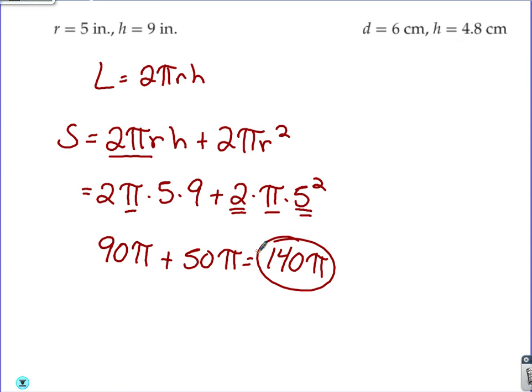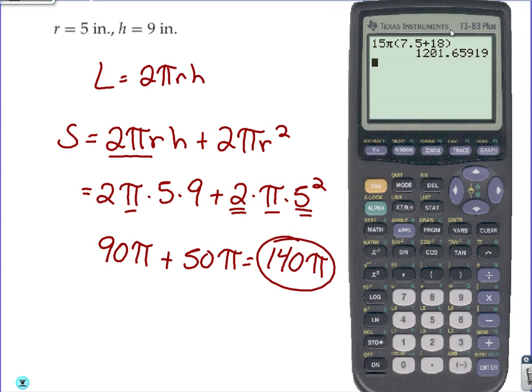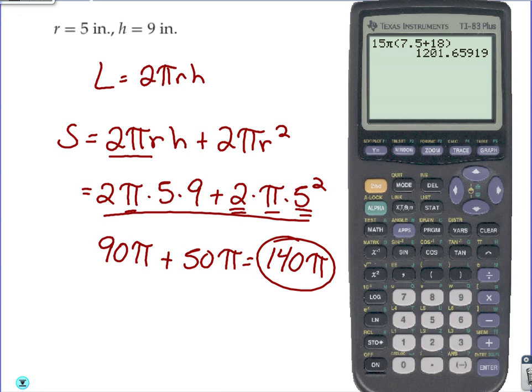If they give you a decimal as an answer, you could just multiply this by pi, or you could have just typed all this straight in. That's what I was going to go for. 2 times pi times 5 times 9 plus 2 times pi times 5 to the second power. You get 439.82, which should be the same thing as 140 pi if we did it right. Okay? Either way.